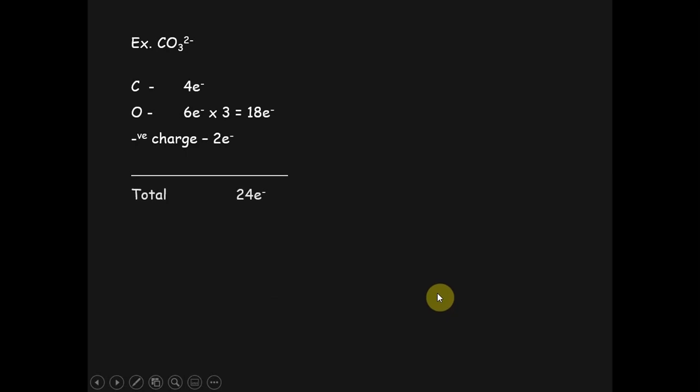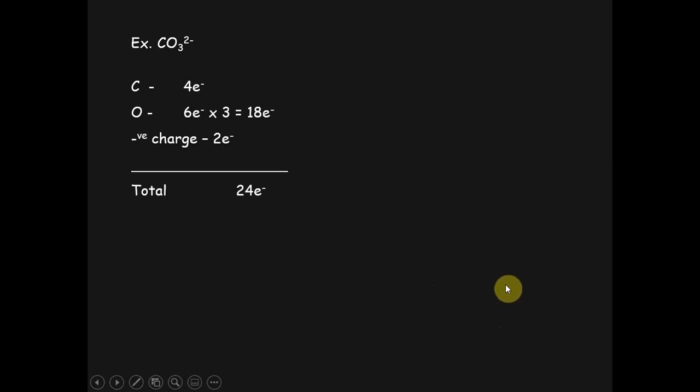So let's do the carbonate ion as an example. We have carbon with 4 electrons, we have oxygen with 6 electrons, 3 of them in the compound, so that's 18 electrons. There's a 2- charge to the whole thing, so that's 2 extra electrons, total 24 electrons.